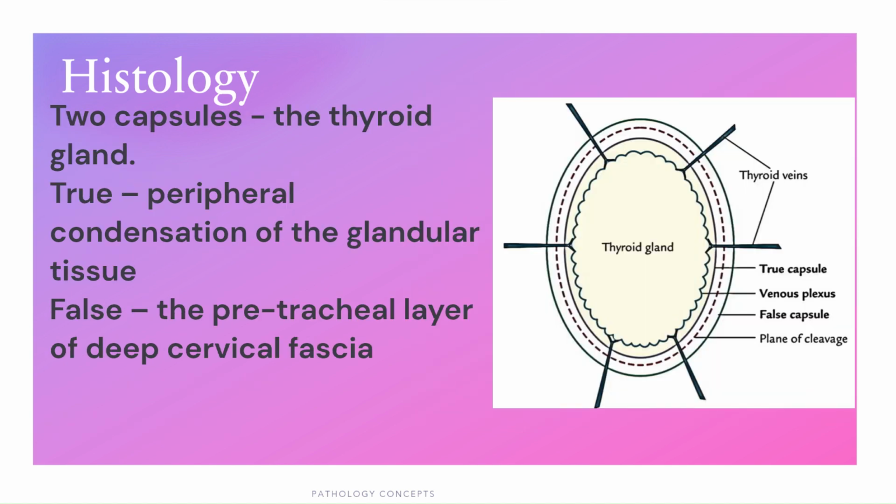Two capsules entirely cover the thyroid gland, the true capsule and the false capsule. The true capsule is a peripheral condensation of glandular tissue and the false capsule is the pretracheal layer of deep cervical fascia. The gland is surrounded by a thin fibroelastic true capsule. This capsule in turn is covered by pretracheal fascia from the outside, which acts as a false capsule.